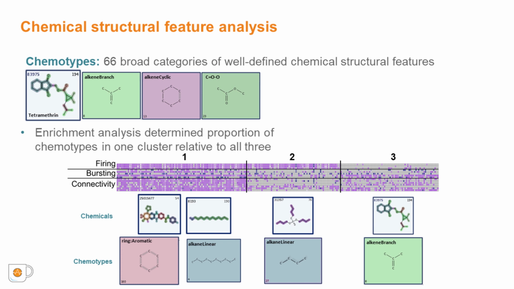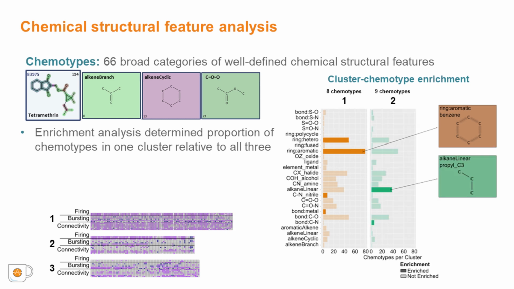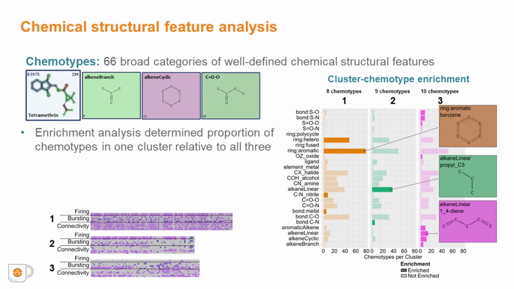To do this, we used the hypergeometric test to determine if the proportion of chemotypes in one cluster was greater than the proportion of chemotypes across all three clusters. If it was, then that cluster was enriched for those chemotypes. Through this, we found 8 chemotypes enriched for cluster 1, shown as a bar with darkened color. Cluster 2 had 9 chemotypes enriched, and cluster 3 had 10 chemotypes.